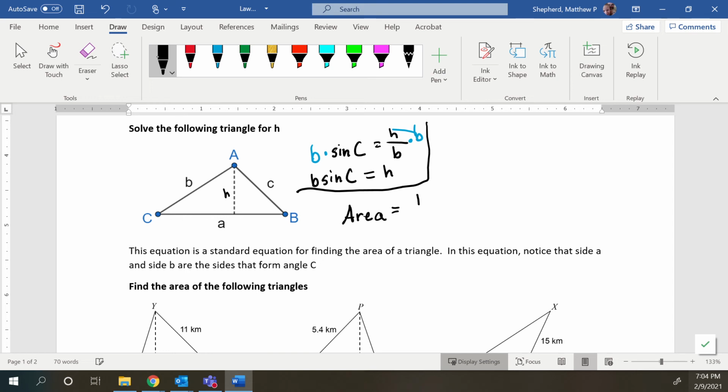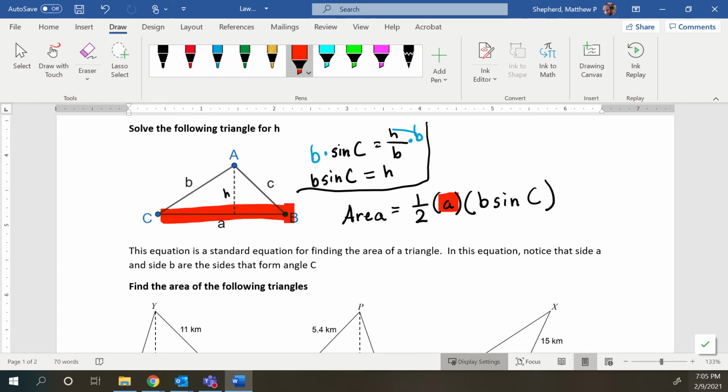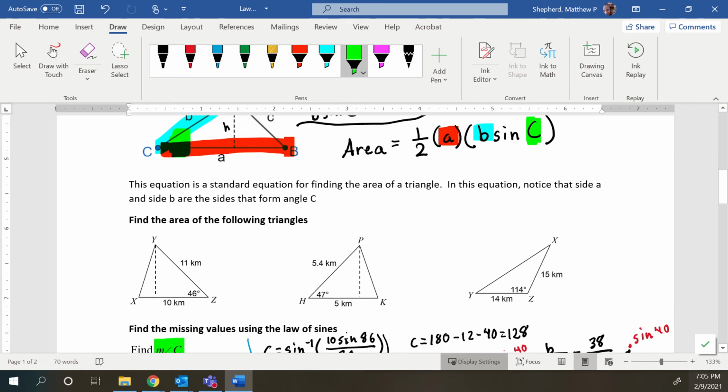So the area of a triangle is 1/2 times the base. The base is A. And then 1/2 the base times the height. Height is B sine of C. Now, it's important to note where those came from. Notice that A and B are two sides that are touching, and C is that angle in between them. So that's how we figure this out.